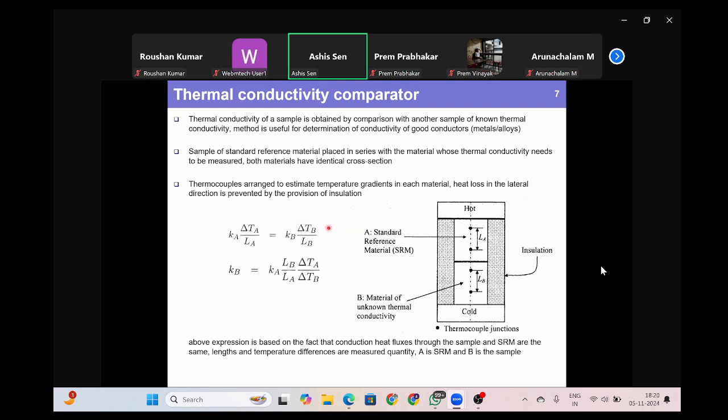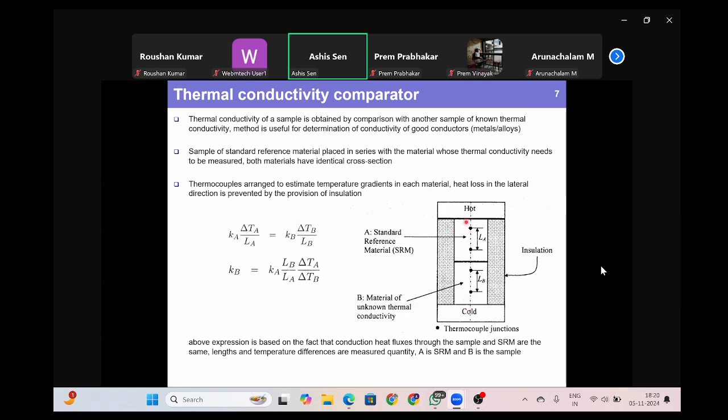The third kind of apparatus that is used for measurement of thermal conductivity is known as the thermal conductivity comparator. Okay, so this is a relatively simple setup, but it is typically used for solid samples. Although if you have an appropriate setup, you can also use it for liquid samples as well. So this is basically the setup. You have a standard material. Okay, so this is again a cross-sectional view of the setup.